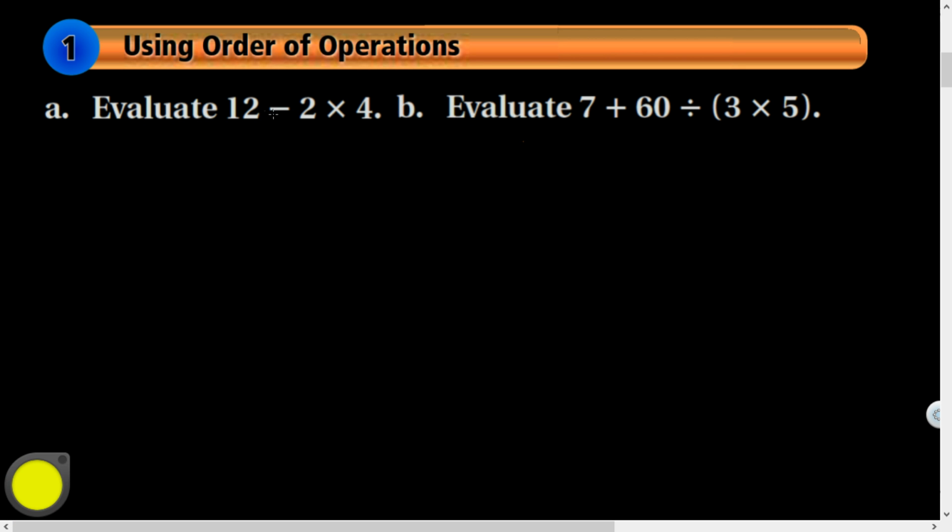12 minus 2 times 4. What are the operations here, first of all? Subtraction and multiplication. Those are the two operations. Which one do I do first? Multiplication, right? PEMDAS. You could, with one color, underline or highlight the thing you're going to do first. So 2 times 4 is 8. And now I can do the subtraction. 12 minus 8 is 4.